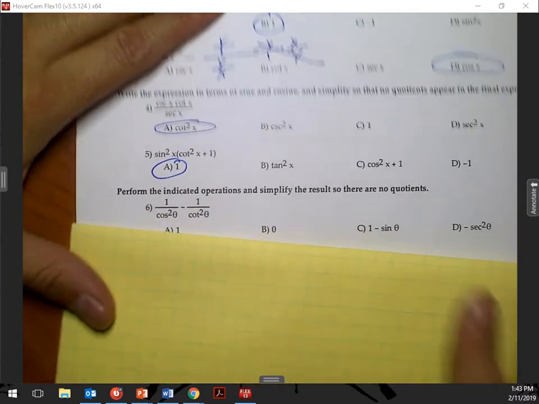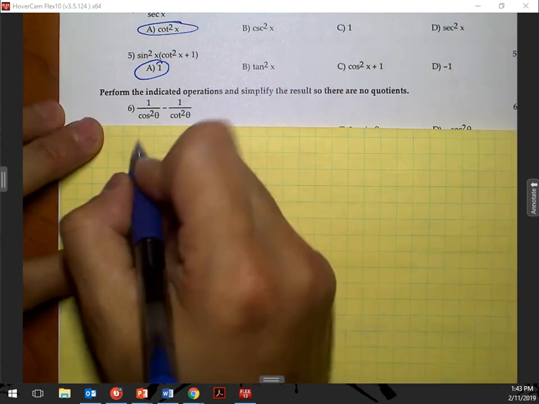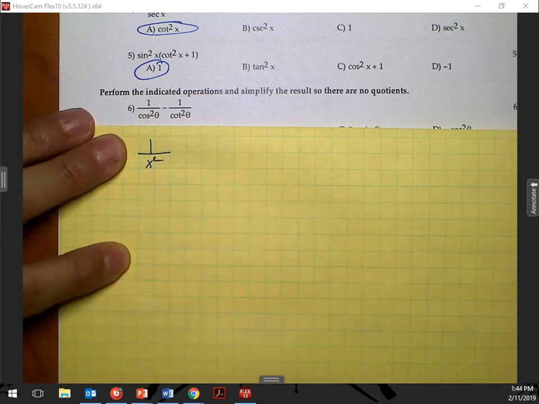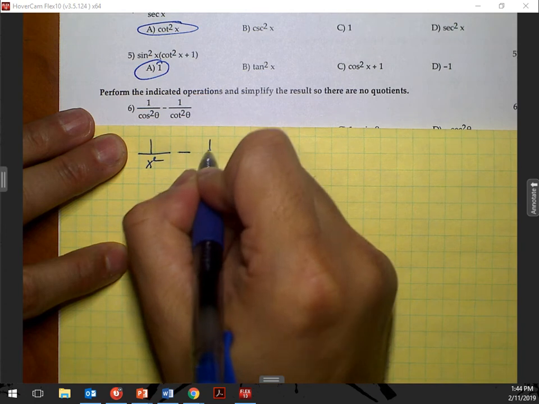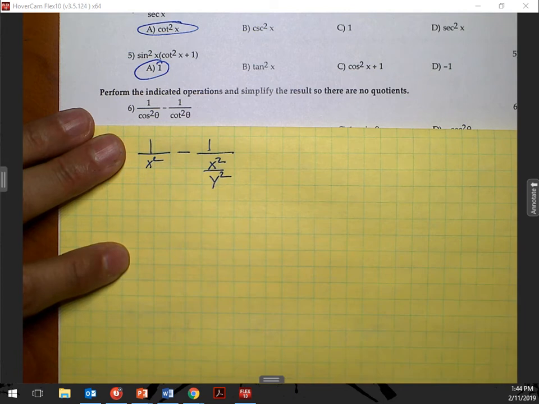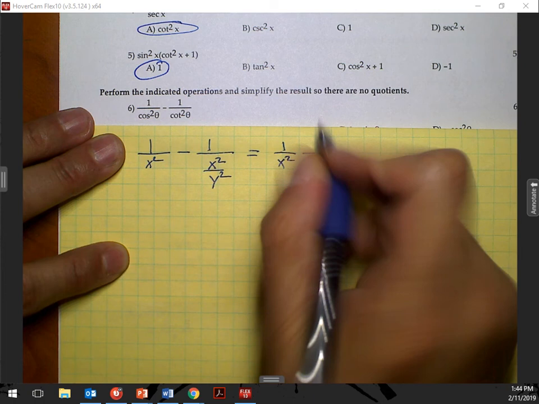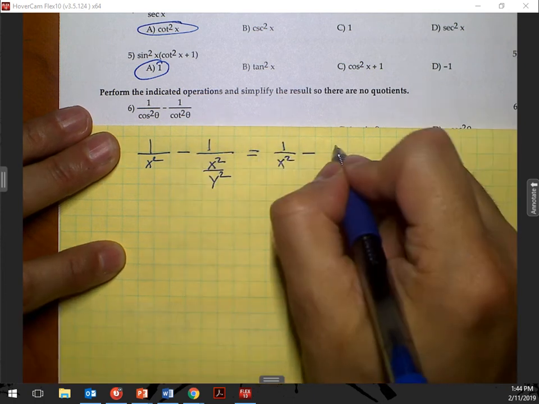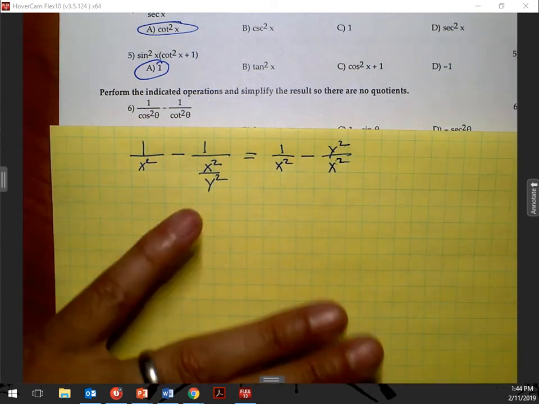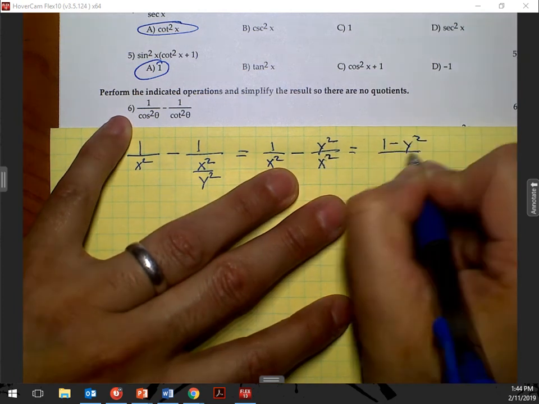All right, right here, number 6. So this one's going to be 1 over x squared, minus 1 over x squared over y squared. So I need to flip this one, right? So that's going to give me 1 over x squared minus, when I multiply by the reciprocal, y squared over x squared. Do they have a common denominator? Yeah. The bottom number is the same now, so it's going to be 1 minus y squared over x squared.